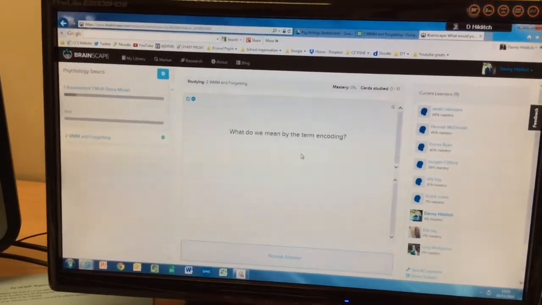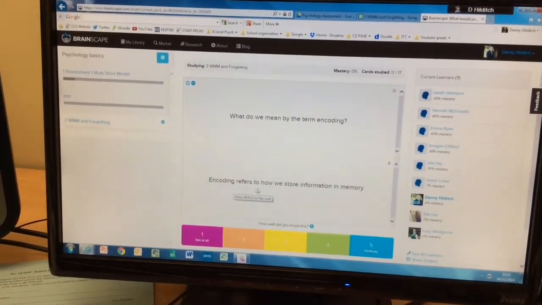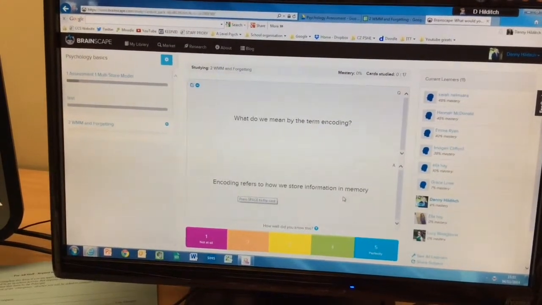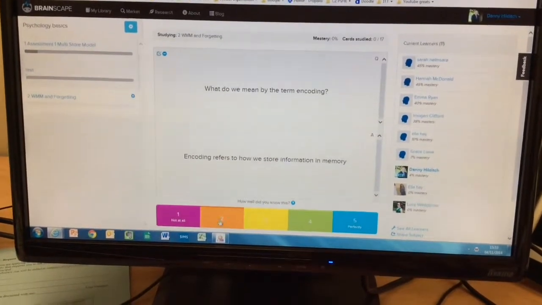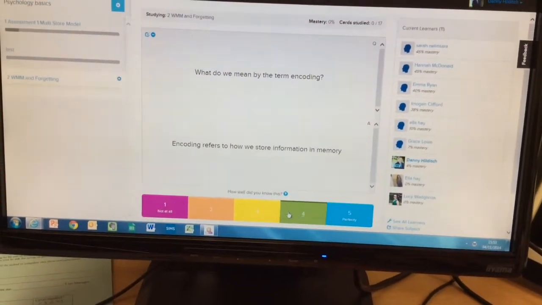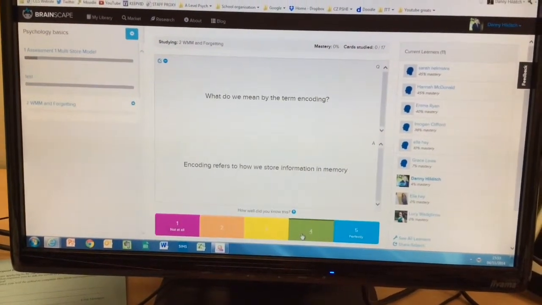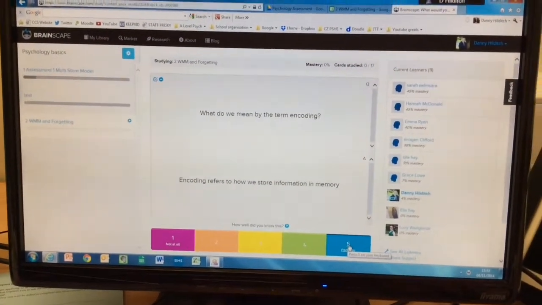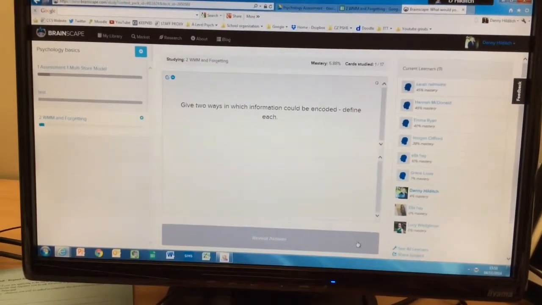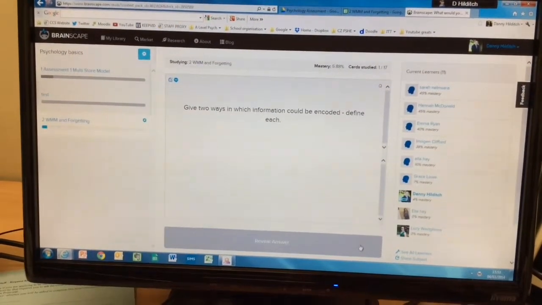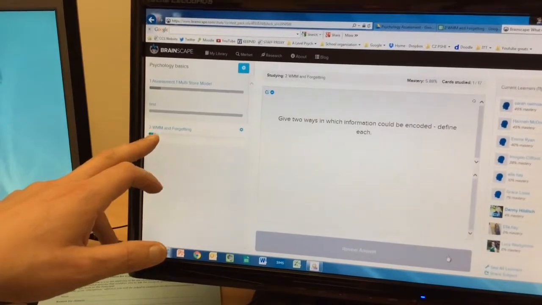That's the answer. It's a very simple definition. So I can now reveal the answer. And it says encoding refers to how we store information in memory. I remember that almost word for word, which is a surprise. So what it does now is you've got this colour coding in the bottom for self-assessment: how well did you remember this? One, not at all, up through to five, perfectly. Now mine was virtually perfect recognition of that, so I'm going to click on number five. And what that does is it now stores that information over here as blue, which is perfectly remembered.